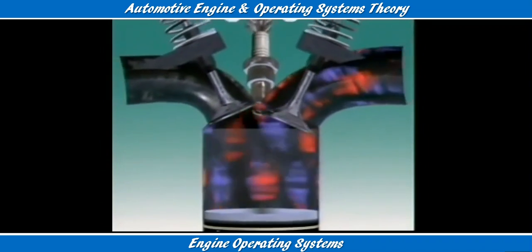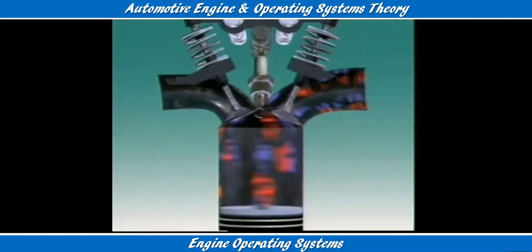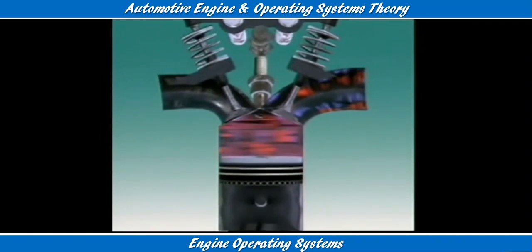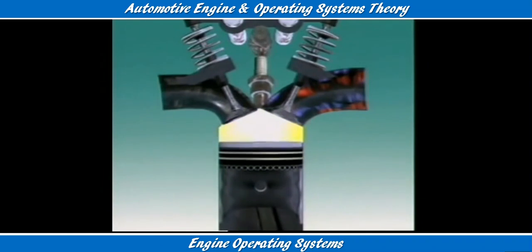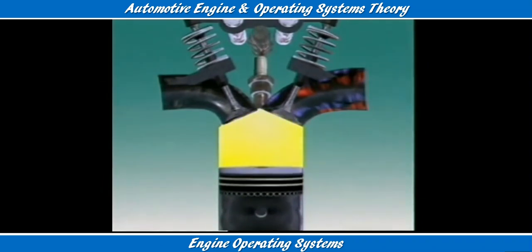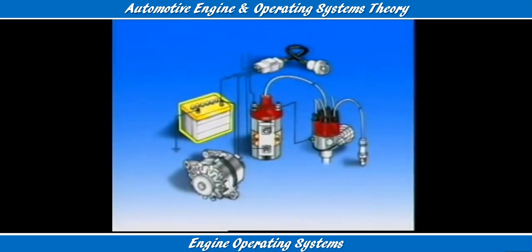The ignition system provides high-intensity sparks at the spark plugs to ignite the fuel charges in the combustion chambers. The sparks must be supplied at the right time, and they must have sufficient energy over a range of conditions to ignite the charges. The energy comes from the battery and alternator, and the voltage is increased by the ignition coil.